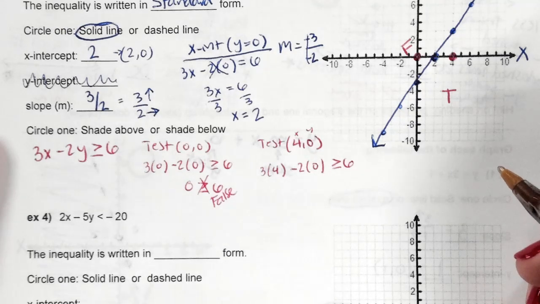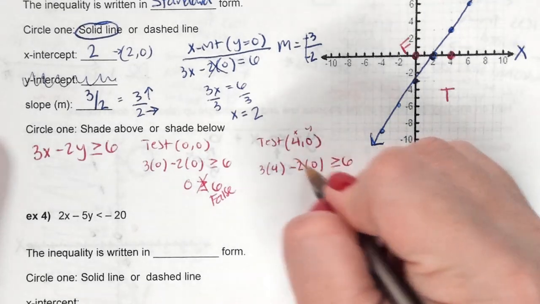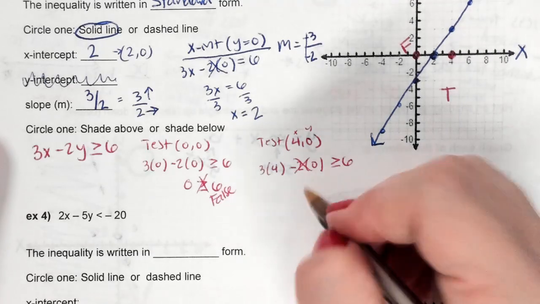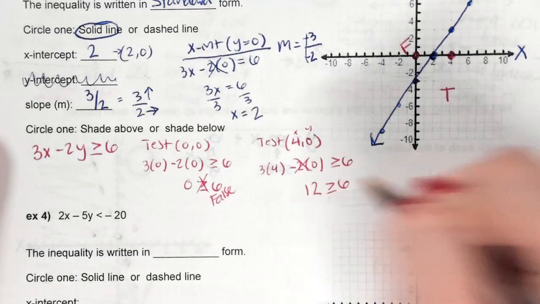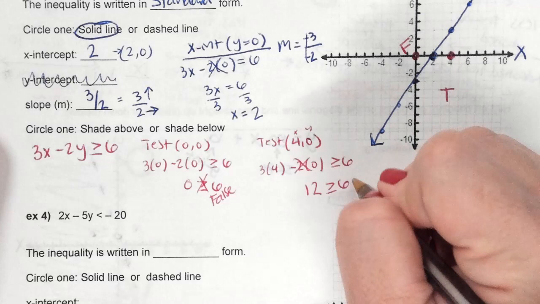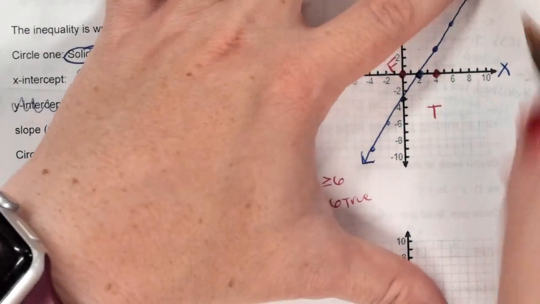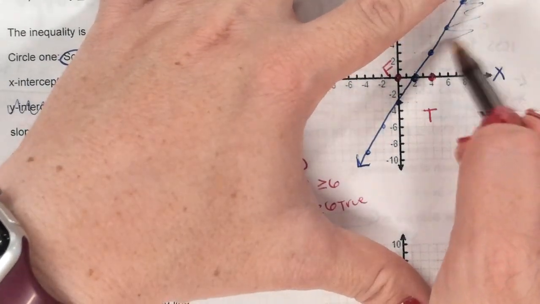Well, what's 2 times 0? 0. And what's 3 times 4? 12. Is 12 greater than or equal to 6? Therefore, this side is true, and that's why we're shading on the true side.